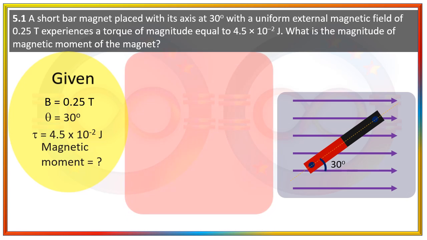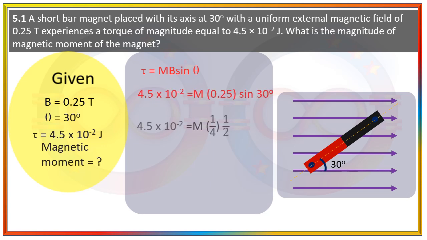As we know, the formula for the torque is tau is equal to mB sine theta. M value we have to calculate. Tau value is given 4.5 into 10 raised to minus 2. B is 0.25, sine 30 we have to take the value as 1 by 2, and 0.25 we can take 1 by 4 to simplify the calculation. Now 1 by 4 and 1 by 2 is nothing but 1 by 8, going to the other side and multiplying with 4.5, it is nothing but 36, and 36 into 10 raised to minus 2 is nothing but 0.36 ampere meter square.